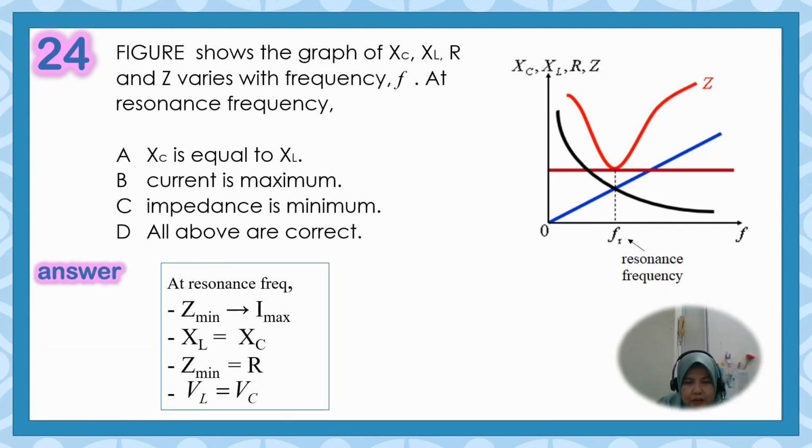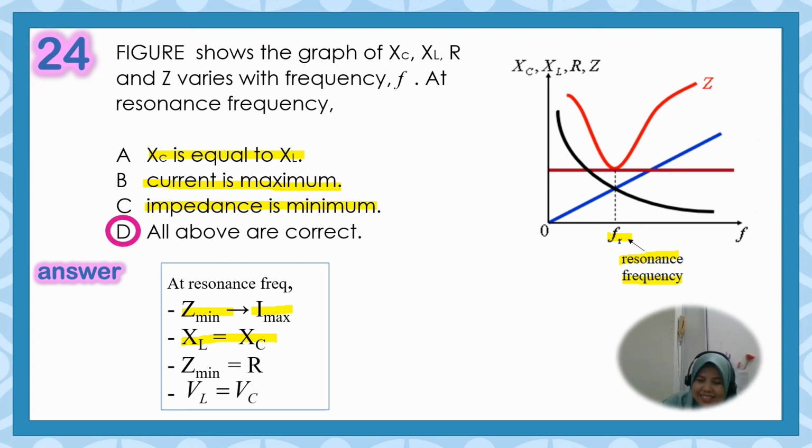The figure shows the graph of XC, XL, R and Z varies with the frequency F. At resonant frequency, the resonant frequency is at this point. So what happened at this point? Okay, if you look at the notes, at resonant frequency, impedance is minimum. So when impedance is minimum, the current is maximum and XL is equal to XC. So because of that, the best answer is D, which is all above are correct.